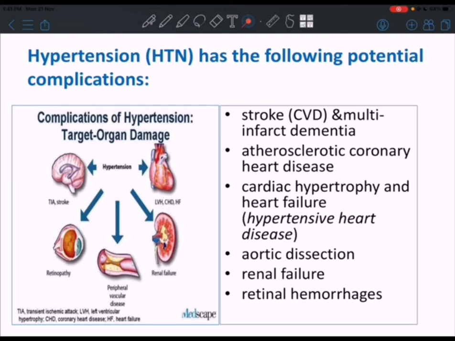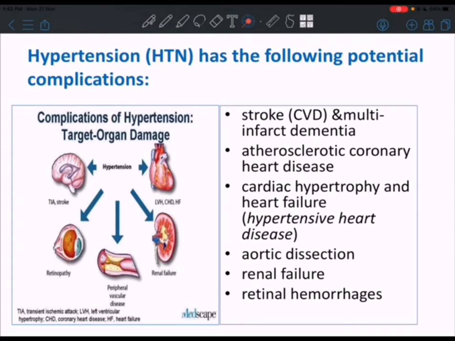So, hypertension can lead to the following potential complications. In the brain, it can lead to TIA, which is transient ischemic attack, and stroke. In the heart, it can lead to left ventricular hypertrophy, followed by congestive heart failure. And also it can aggravate the coronary artery disease. موضوع محاضرات الجاي إن شاء الله.